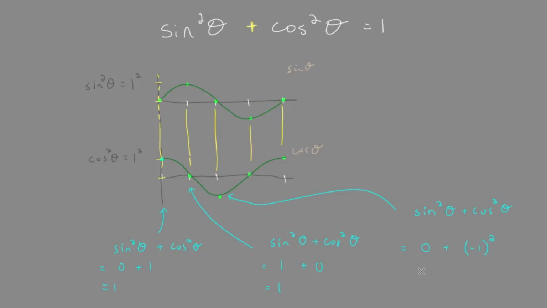So the reason we square it is because negative will become positive, and this will equal positive 1. So the squares in the identity are so that the answer is always positive 1. Because you could see, if we didn't square the negative, this would be equal to negative 1.